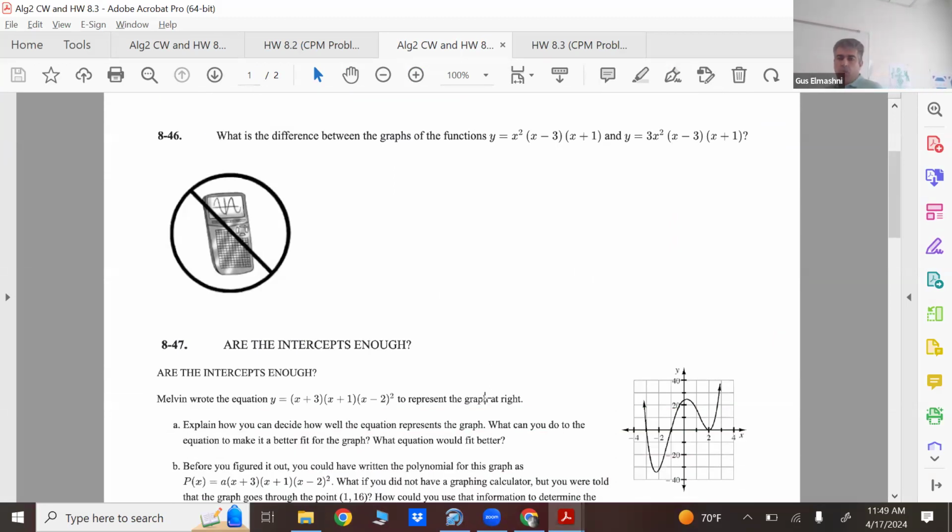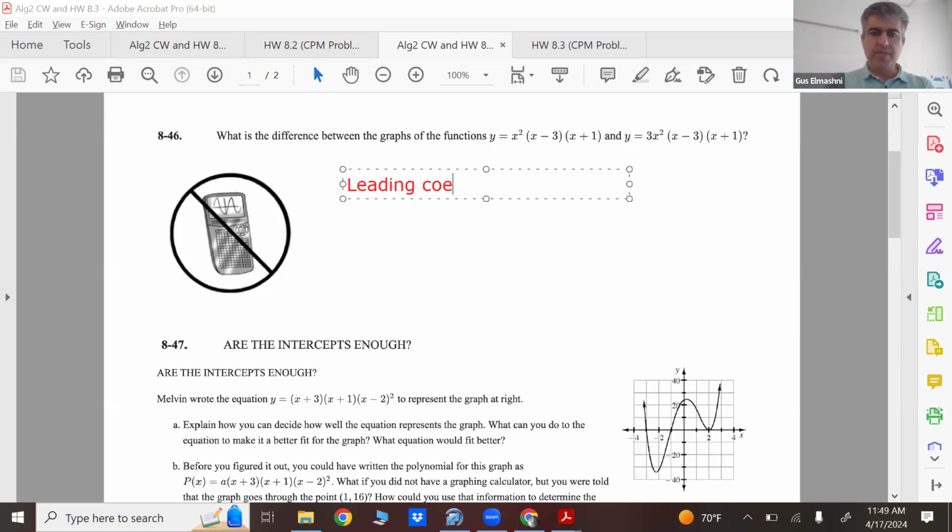So 846. What's the difference between the graphs of that function and the other function? They're pretty much the same thing, right? The x-intercepts are actually the same. If we have x minus 3, the x-intercept is 3, and x plus 1 is -1, and x squared is 0. The only difference is the 3 there. So what's going to happen is that the leading coefficient of the second equation is 3, but it's 1 for the first equation.